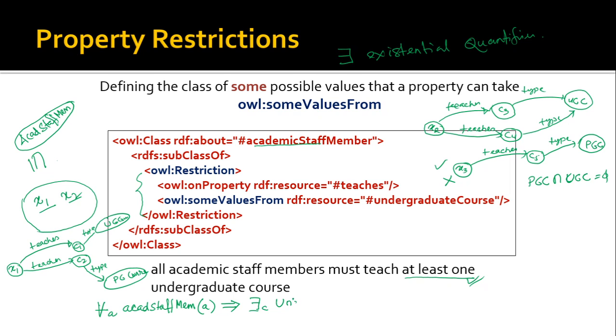So UGC C. So with this, I ensure that this is a type of undergraduate course, right? And C teaches A. So this is the corresponding first order logic representation of this OWL representation, right? And as we have mentioned earlier, this is modeling the existential quantifier.